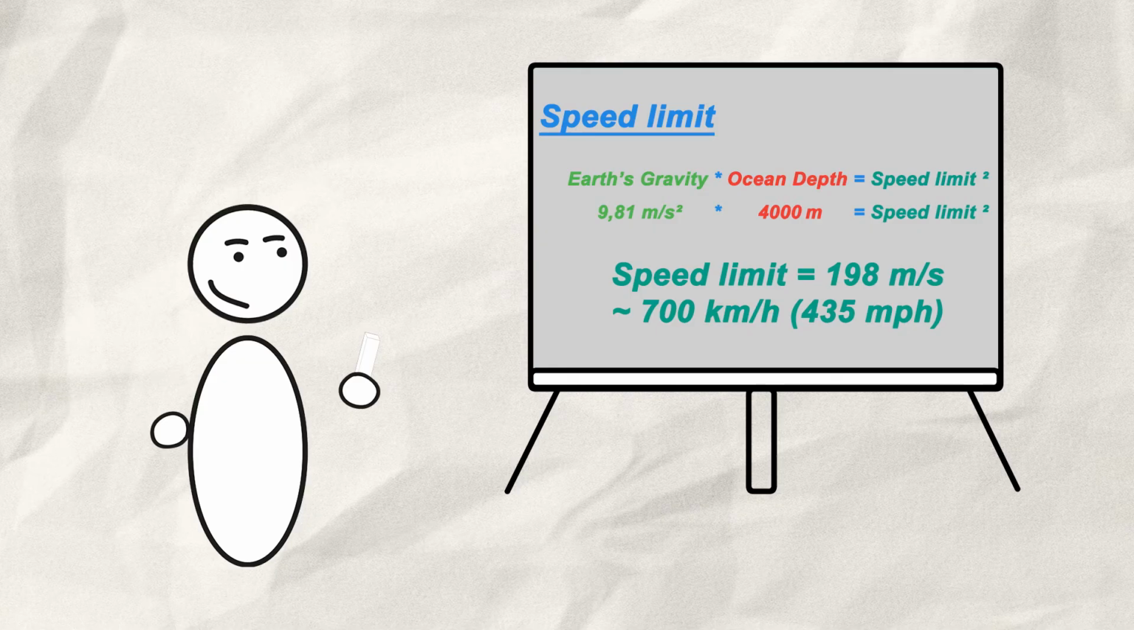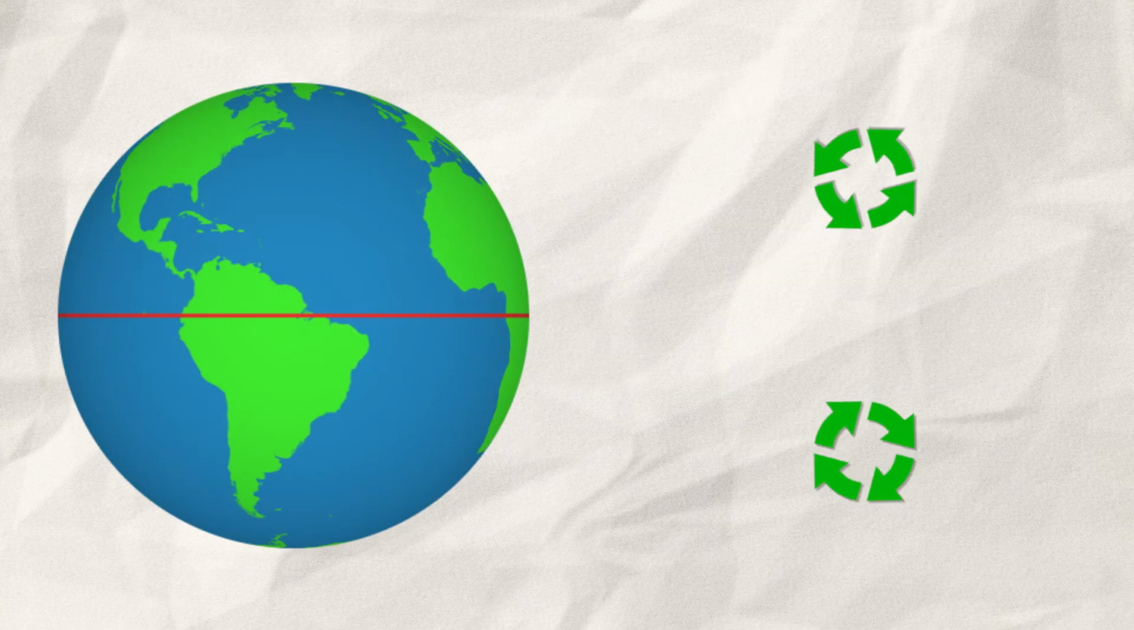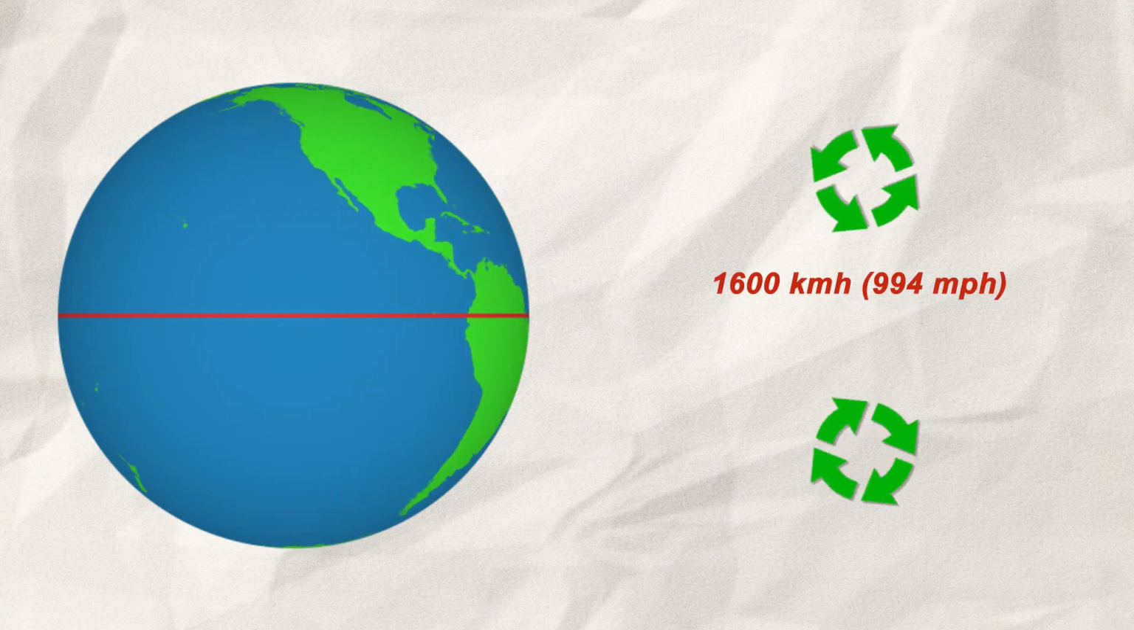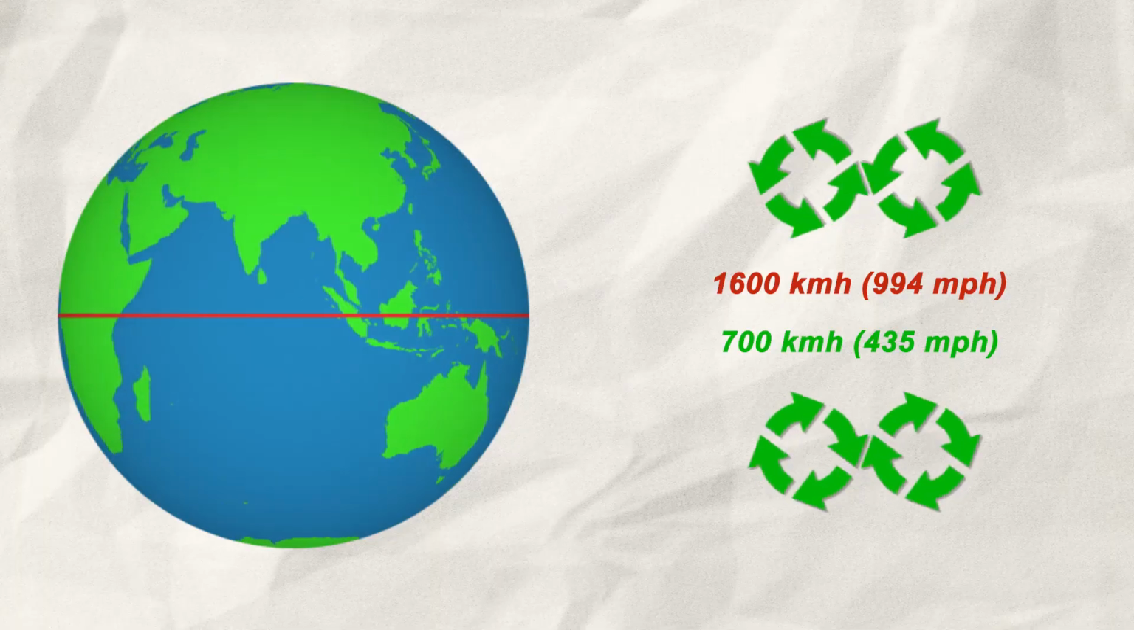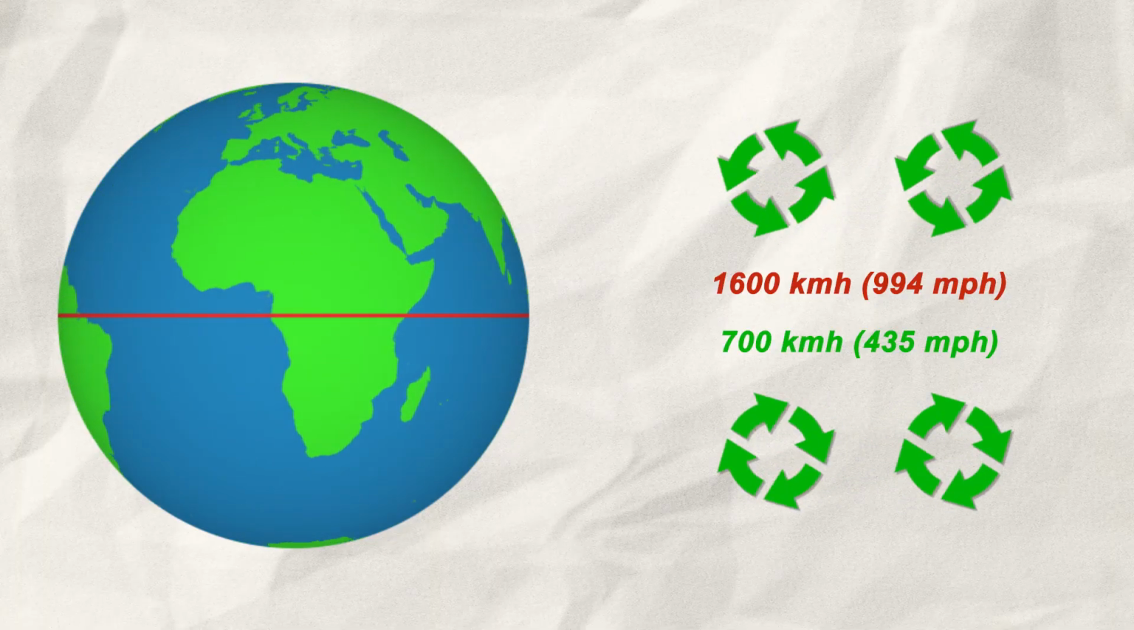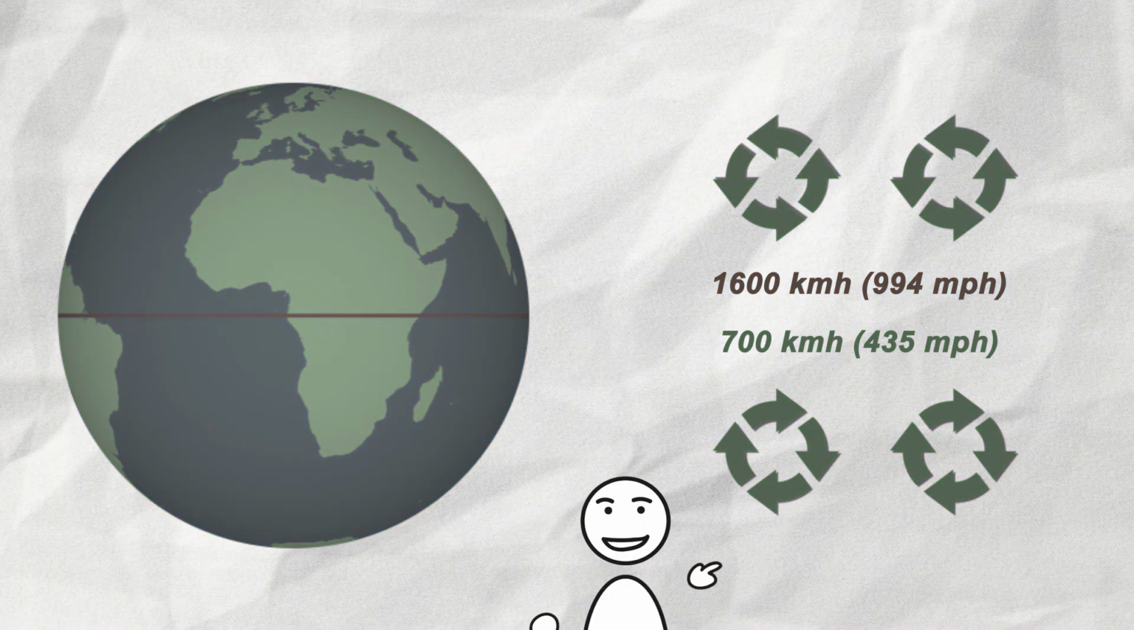And here's where the problem starts, the rotation speed of the Earth. At the equator, a wave needs to travel at a speed of at least 1,600 kilometers per hour. This greatly exceeds the limit, causing the wave to break apart. The shallower the water, the more breakups there are.